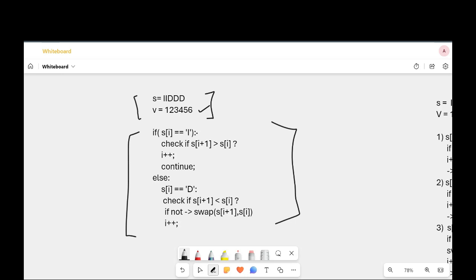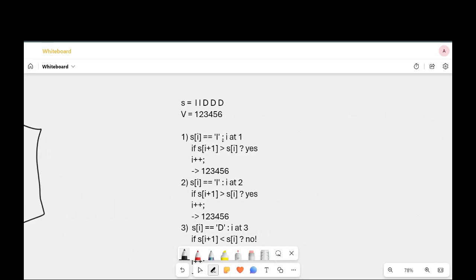Whenever my s of i is equal to I, the string is going to be increasing, so we can check if s of i plus 1 is greater than s of i, and in that case we can continue. But whenever we get any s of i which is equal to D, as we saw earlier, we need to add a number which is less than the previous number. Since this v is in increasing order, if it is not in decreasing order, we can just swap those two numbers. Let us see what we are talking about here.